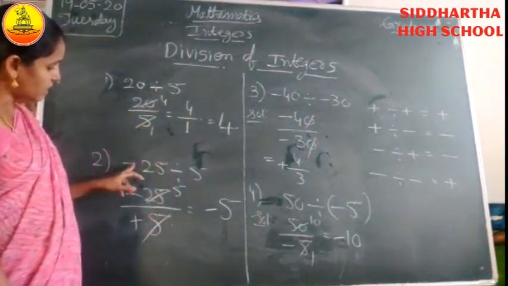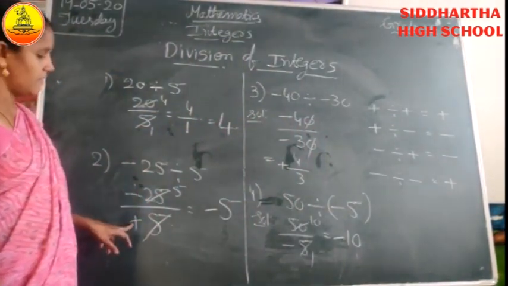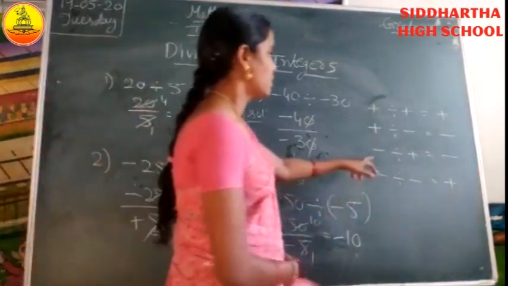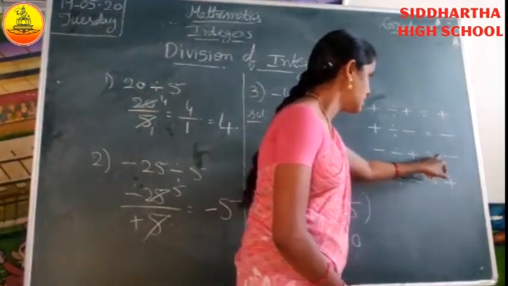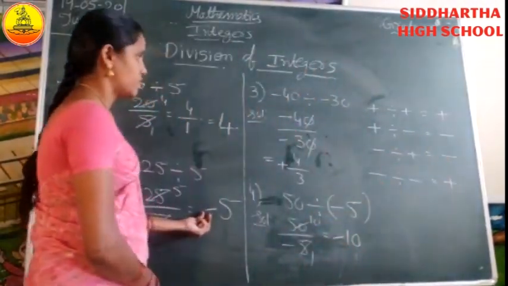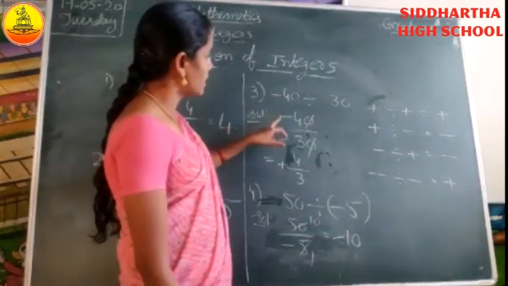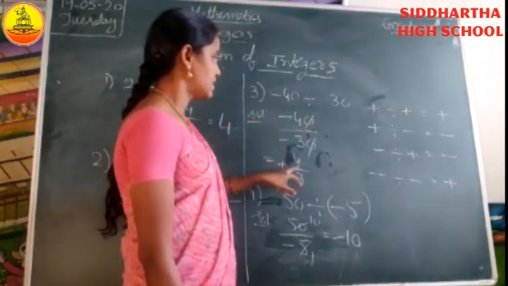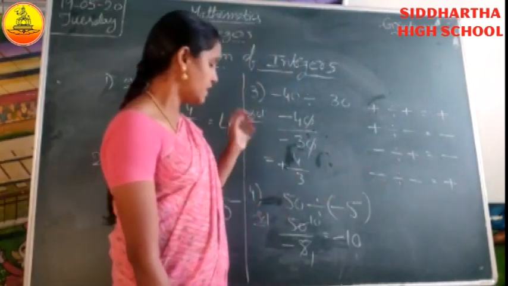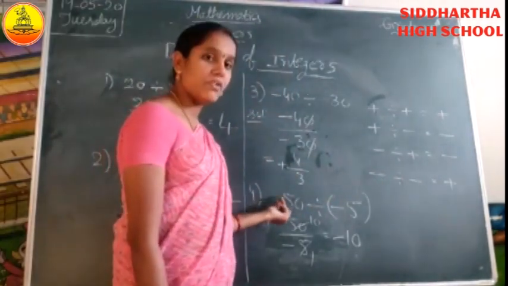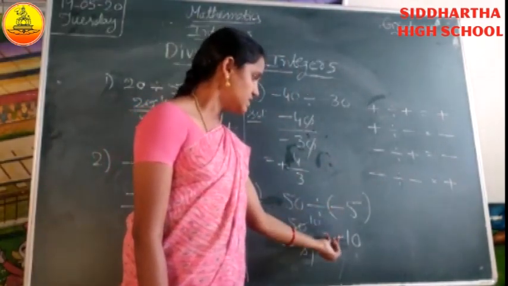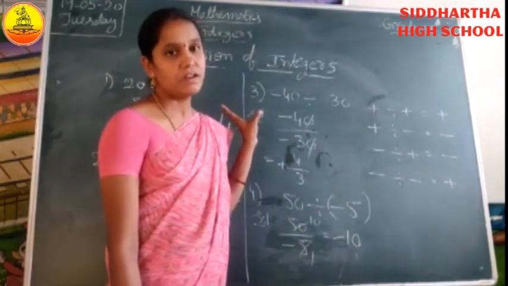Here we are dividing a negative integer by a positive integer. The result will be negative. Here we are dividing a negative integer by a negative integer. The result will be positive. And here we are dividing a positive integer by a negative integer. The result will be negative. Did you understand?